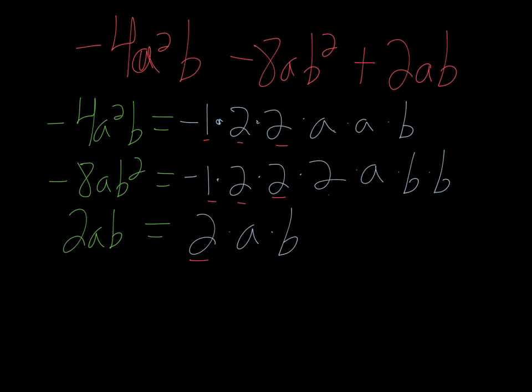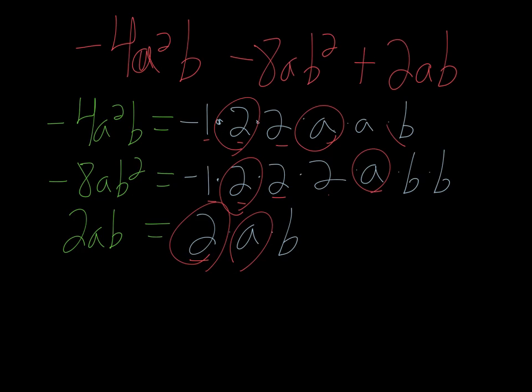And so now we're going to look and see what they share. I see a 2 in all of them, but only one 2. Now the second and the third one, the negative 4 and the 8, they both share another 2, but since the last one doesn't, we're not going to include that. They all share an a, and they all share one b. If they shared multiple a's and multiple b's, then we'd be circling those too and taking those out. So that means my greatest common factor is 2ab.